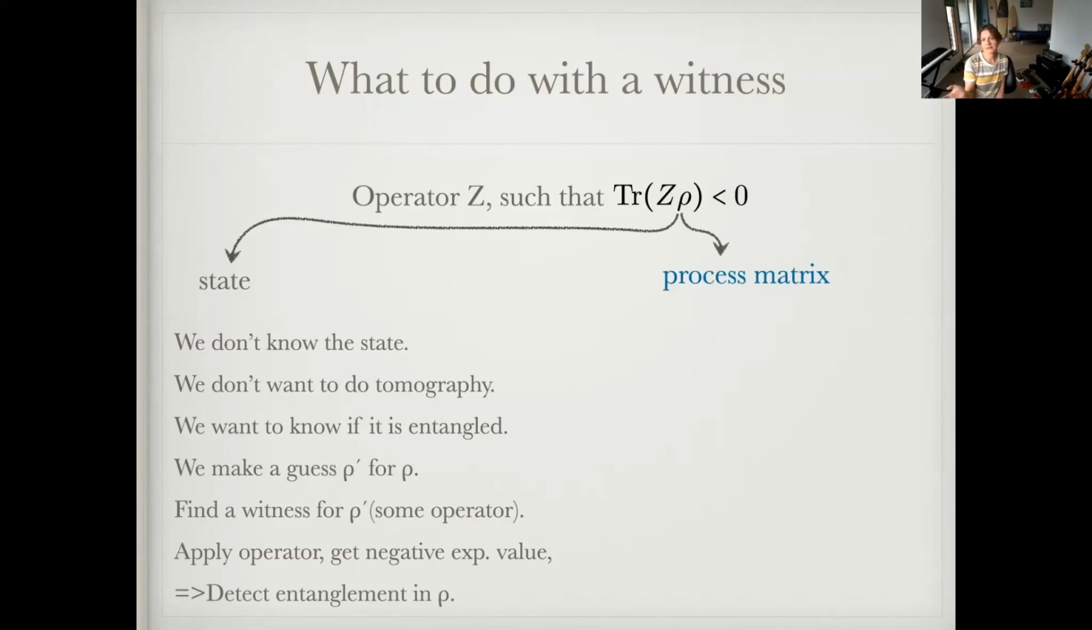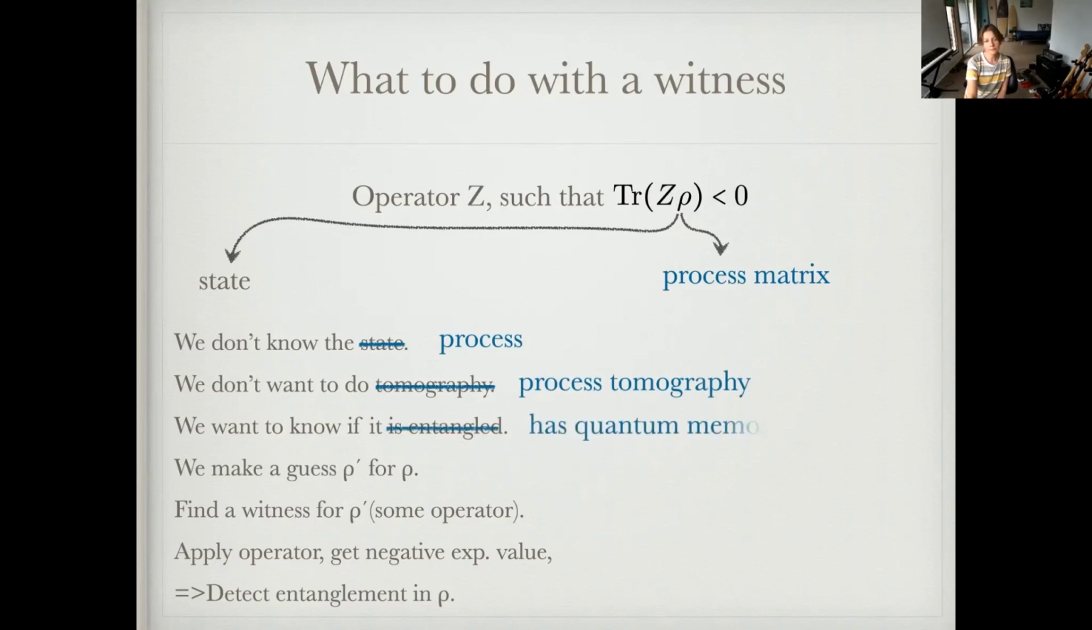However, I have mapped states to processes back and forth. So if you have a process matrix that you write in your computer as rho to find a witness, however, it's a process matrix. So you're in a situation where you just don't know the process. You have an experimental setup in your lab and you don't know the process. And of course, you don't want to do process tomography. However, you do want to know if there is a quantum memory in your process.